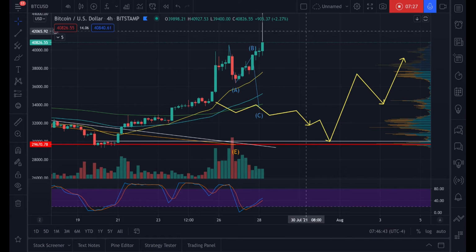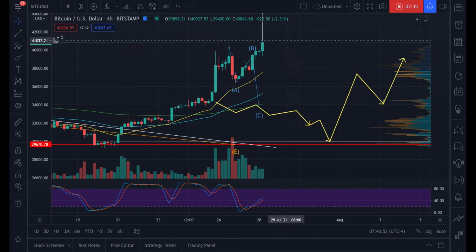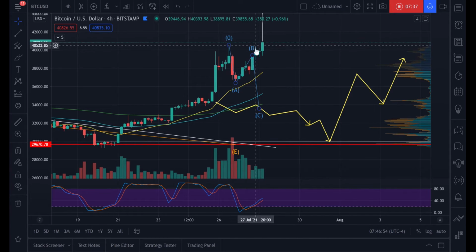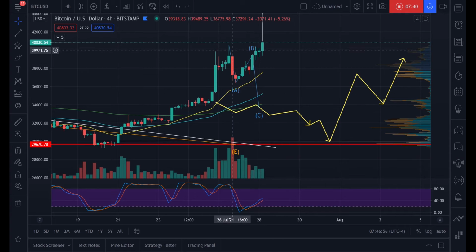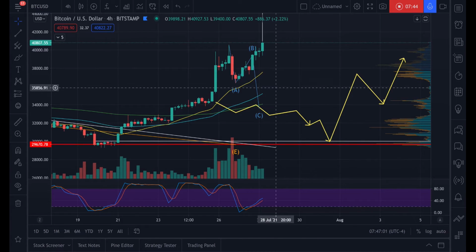We might touch, we might go up to 42. We might hit 43, wick up to 43. But what I'm seeing is a correction. I thought it was a zigzag correction. Looks more at this point like it's going to be a flat correction, if anything.